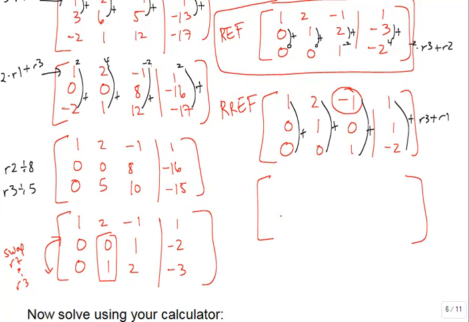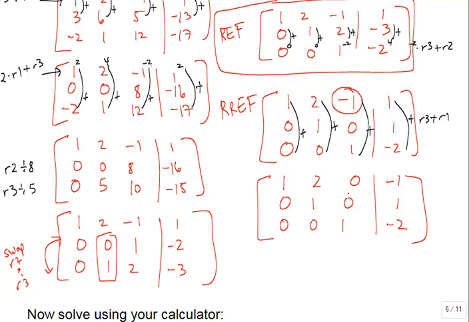We're putting our answer in row 1. So 0 plus 1 is 1. 0 plus 2 stays 2. 1 plus negative 1 becomes a 0. Negative 2 plus 1 becomes negative 1. I'm not doing anything to row 2, and I'm not doing anything to row 3.